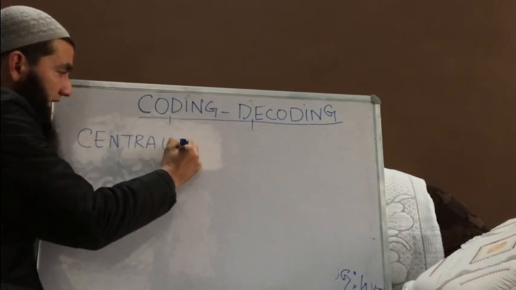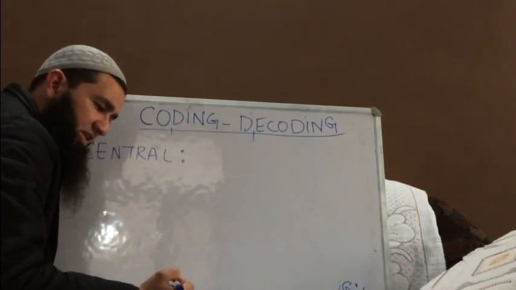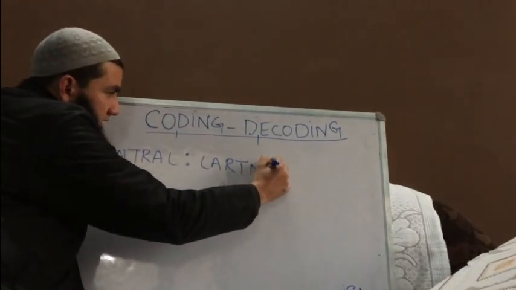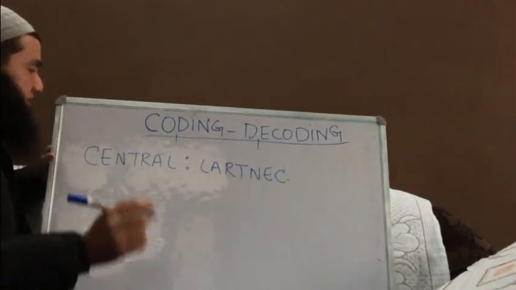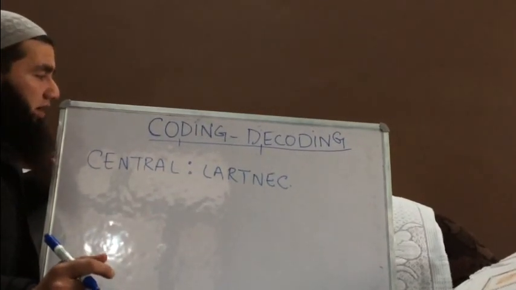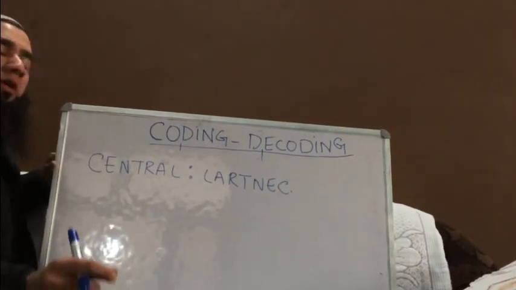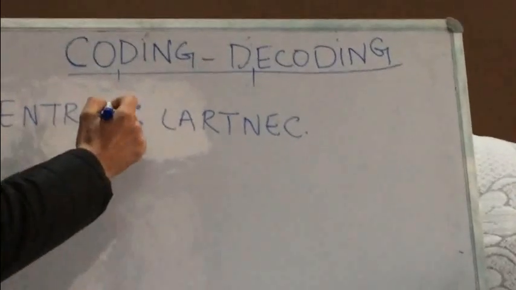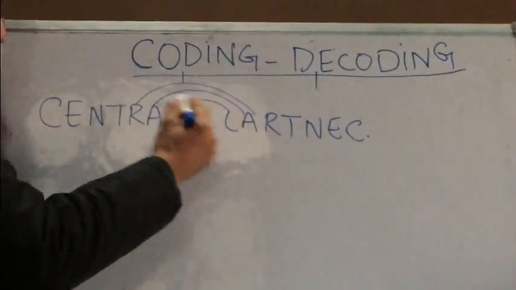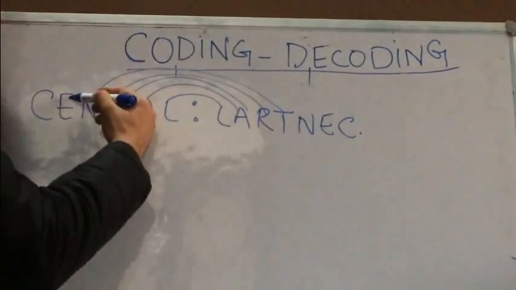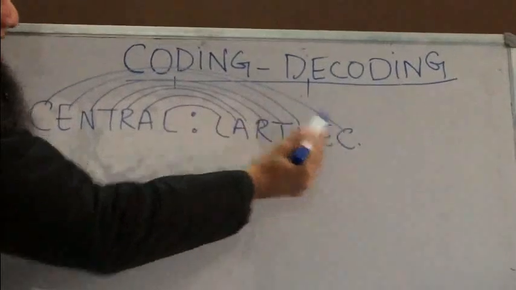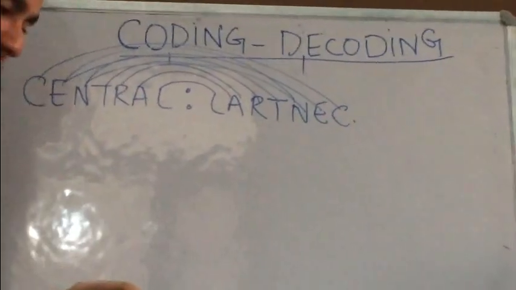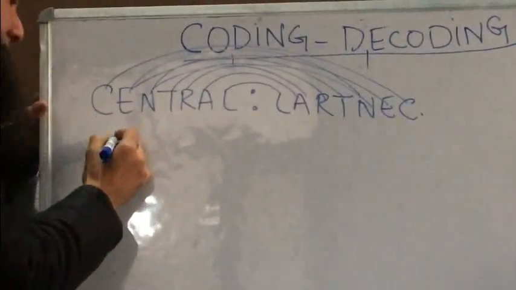Central is coded as, it's very easy, LARTNEC, right? So Central is coded as LARTNEC. At the very first outset, you should be able to identify that this is the reverse, the mirror image. So first from start, first from last. E here, N here, N here. You getting my point?